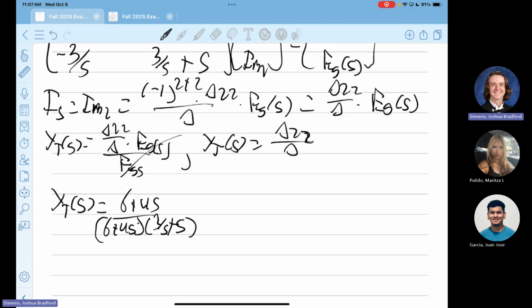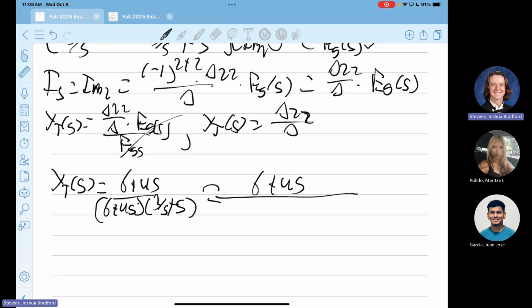Okay. Is that an acceptable final answer? No. We gotta normalize it. So the numerator is still gonna be 6 plus 4S. Denominator, when you multiply that together, I'm gonna put it also into the highest form of S: 4S squared plus 6S plus 12 plus 18 over S. Does anybody see anything wrong with this?